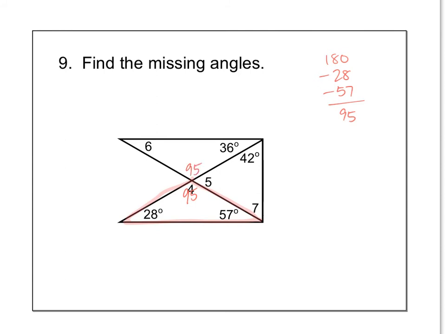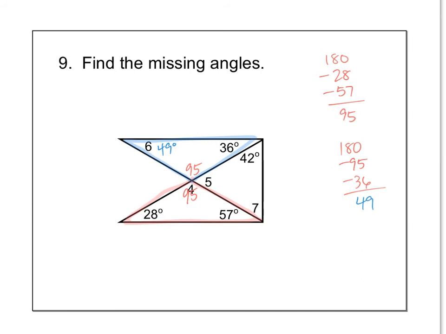So that might help me find angle 6, because then I can do 180 minus 95 minus 36, and I can use that triangle up here at the top, right? And those three corners have to add up to 180. So when I do that, I get angle 6 is 49. So this is 49 degrees.